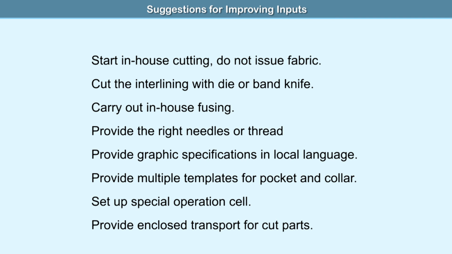Start in-house cutting. Don't issue fabric. Cut interlining with die or band knife. Carry out in-house fusing. Provide right needles, thread, etc. Graphic specifications in local language. Multiple templates for pocket, collar, etc. Set up special operation cell. Enclosed transport for cut parts.